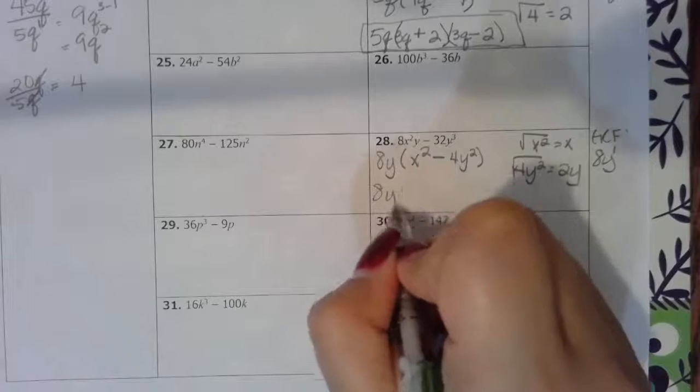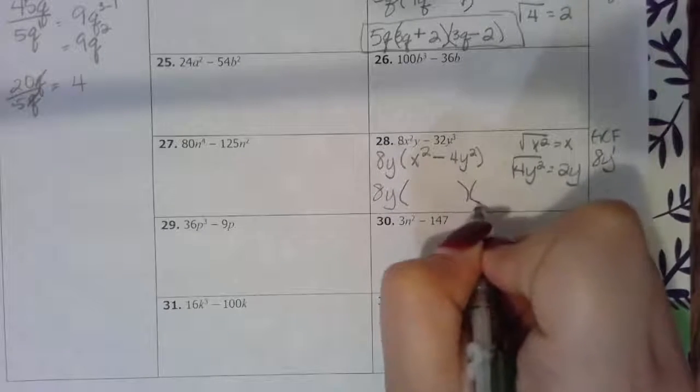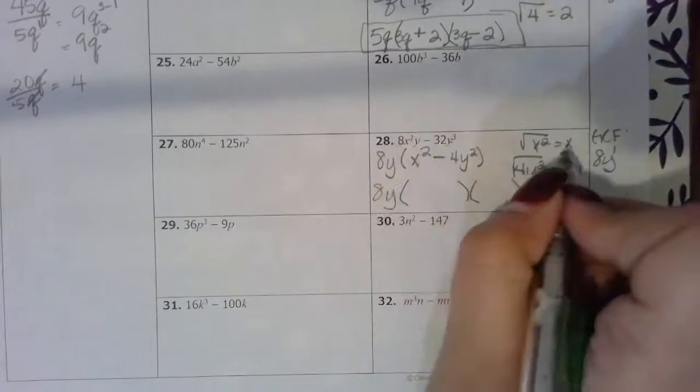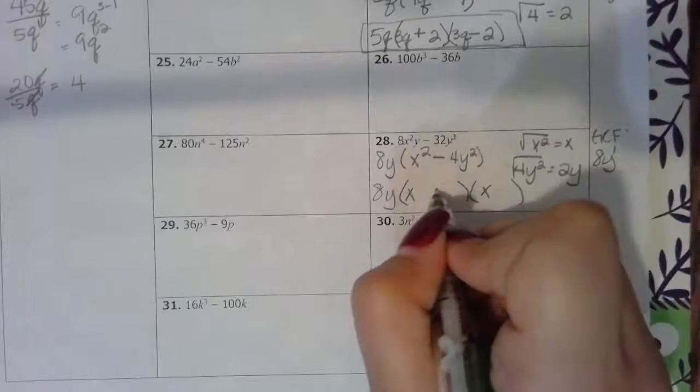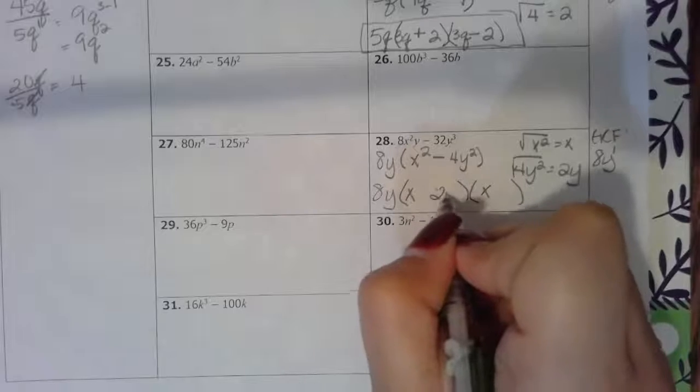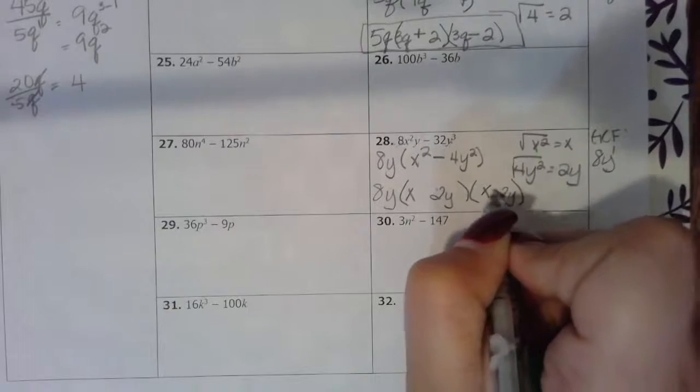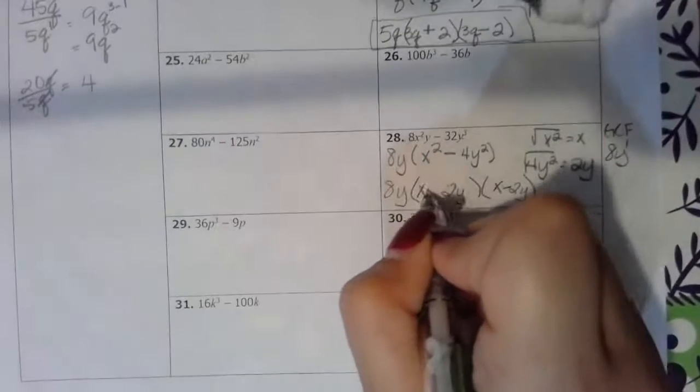So you factored out an 8y. Inside of your parentheses, the x squared came first, so your x would be on the left side. Your 4y squared came second, so your 2y would be on the right side. And we need subtraction and addition.